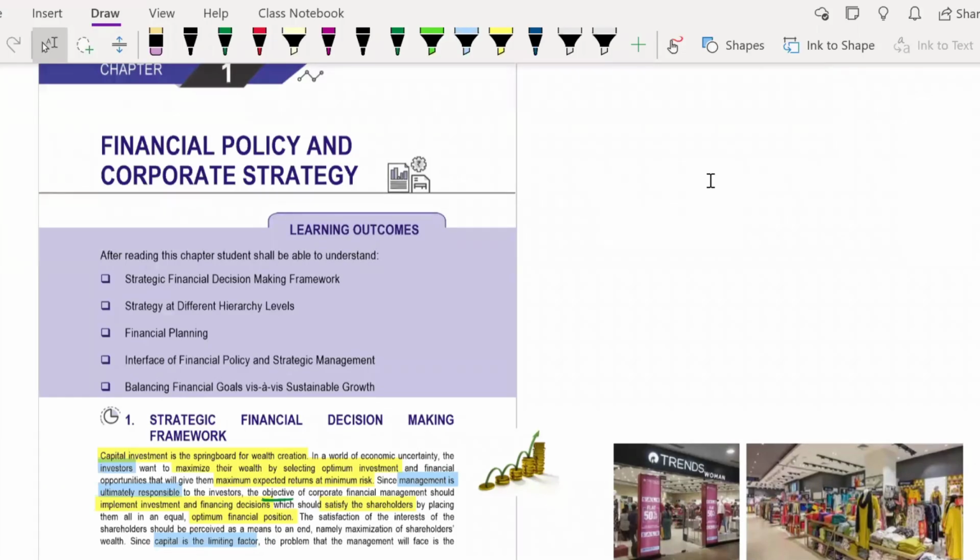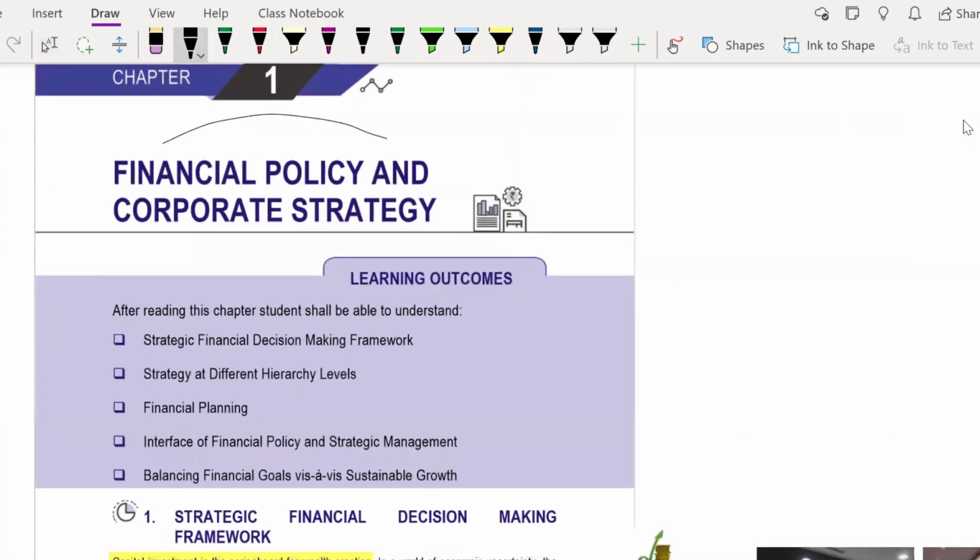So this is the first chapter of SFM, which is Financial Policy and Corporate Strategy. Before I move on to explain this chapter and the concepts, I would first like to explain the importance of this chapter. As you all know, in SFM, in examination, whenever you give a paper, it is not just practical or not just theory oriented, it is an equal mix of both.